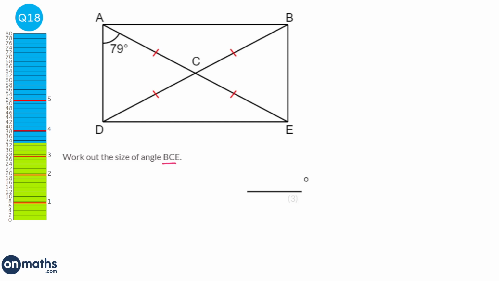So we're asked to find angle BCE. And that is going to be this one here, because you start at B, go to C, and then go to E, and it's the angle you make. And I might just choose a different colour, because we've already got red on here. So we're looking for this angle here.